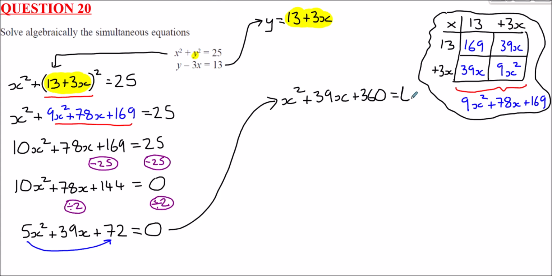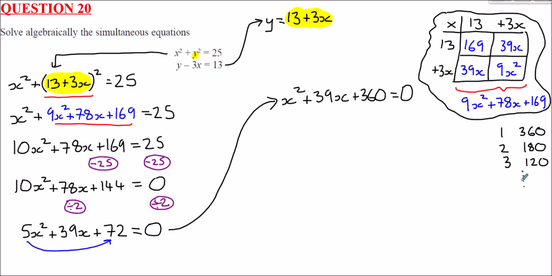Now I factorise this in the normal, easy-ish way, where I just think of two numbers that multiply together to give me 360 and add up to give 39. So there's lots of different combinations here. So I could try 1 and 360. Obviously that's not going to work. 2 and 180. That's still too big. 3 and 120.